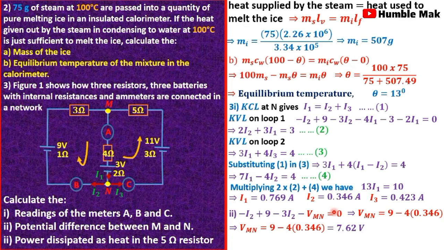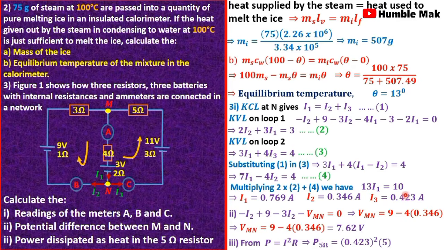The last part is saying that we should calculate the power dissipated as heat in the 5 ohm resistor. So friends, generally the power dissipated by a resistor is given as P equal to I squared R. If we plug in everything, the current that is flowing through the 5 ohm resistor is simply I3, is it not so?